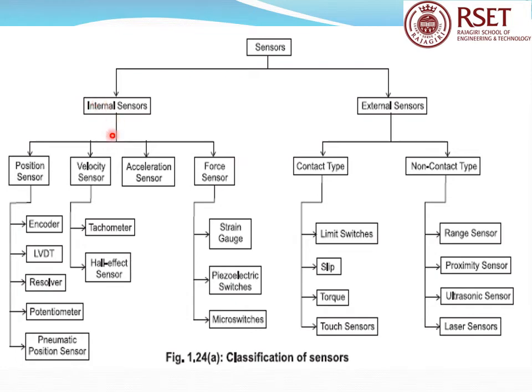The internal position sensors can be encoder, LVDT, resolvers, potentiometer, pneumatic position sensor. Velocity can be measured with a tachometer or Hall effect sensor. Force sensors can be further classified into strain gauge, piezoelectric sensors, micro switches. External contact type sensors include limit switch, slip, torque and touch sensors. Non-contact type can be range sensor, proximity sensor, ultrasonic sensor and laser sensors.